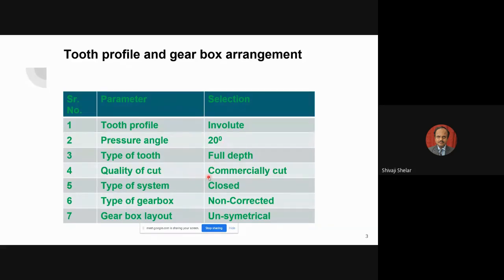And quality of cut, we can say we are going for commercially cut, which means if this product wears out faster, then you can directly buy it from the market because it will be available commercially. Then type of system, closed system, type of gearbox, non-corrected, and gearbox layout, unsymmetrical. These are the initial assumptions to start our gearbox design. Okay, let's go to the next slide.